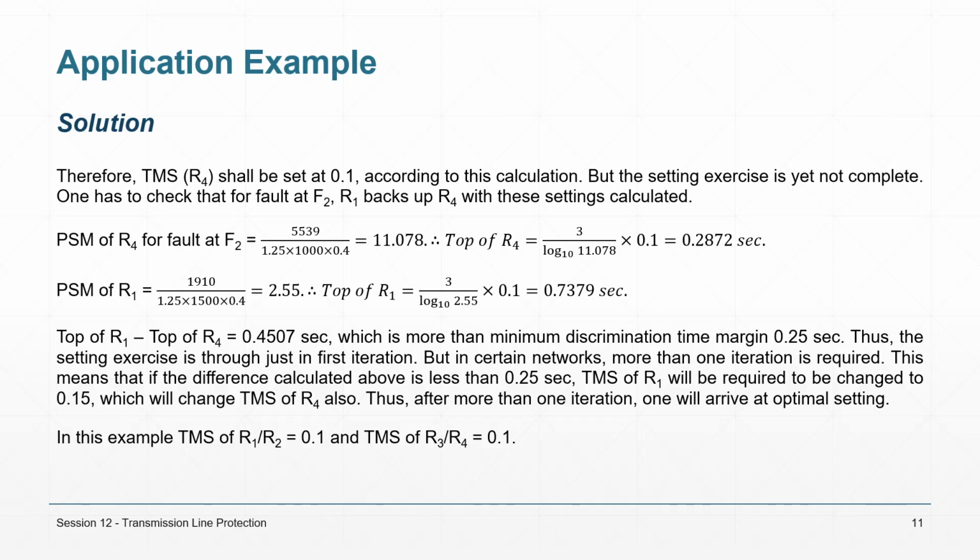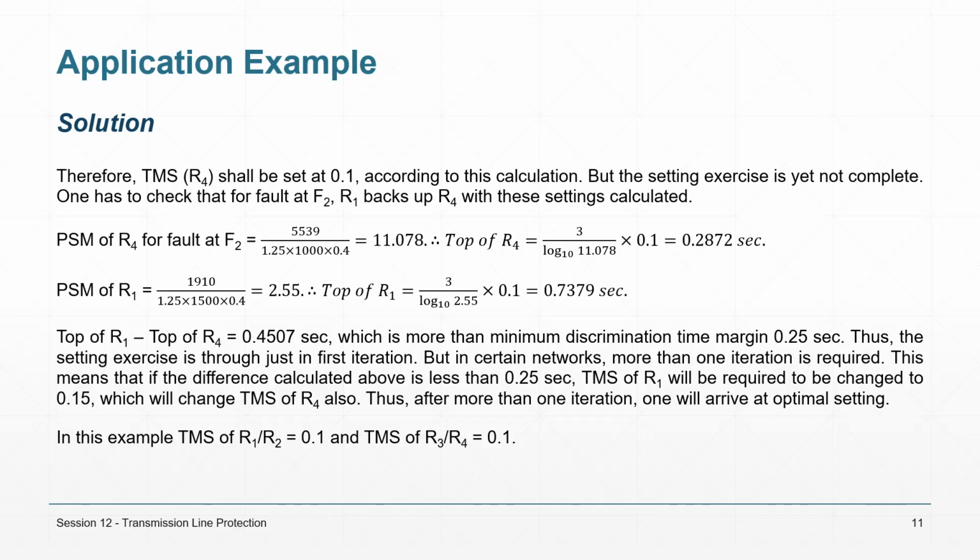So for a fault at F2, the R4 fault current is 5539. PSM is 11.078, so time of operation is 0.2872. TMS is 0.1; I have not changed it. I cannot change either PS or TMS. PSM of R1 also I have not changed: 1910 over 1.25, times 0.4 because it reduces by 0.4 times. 0.7379 second is the time of operation. The discrimination time margin available is 0.4507, which is more than 0.25.